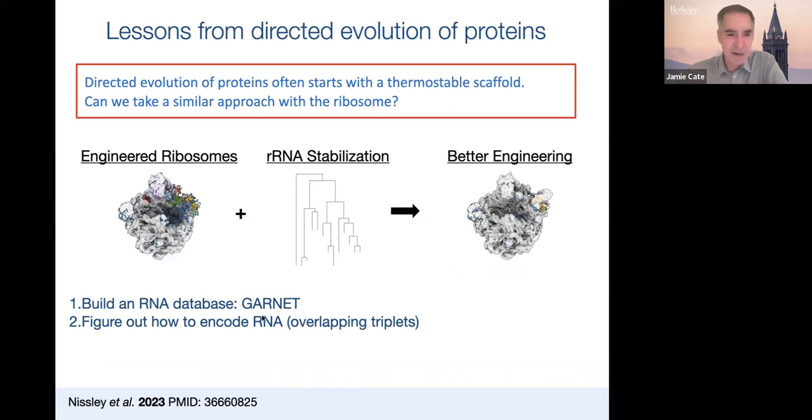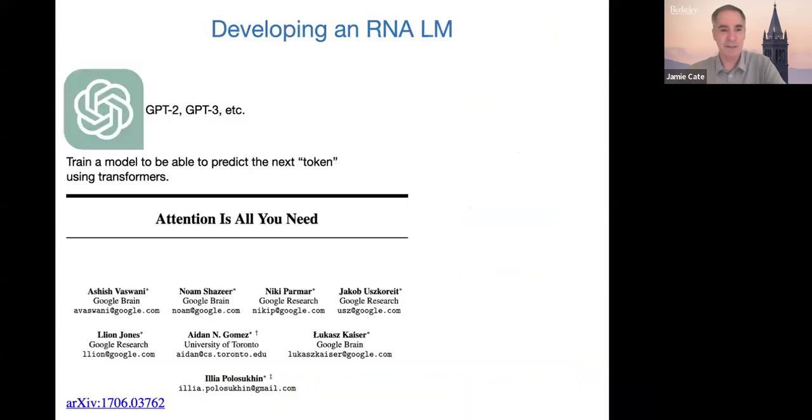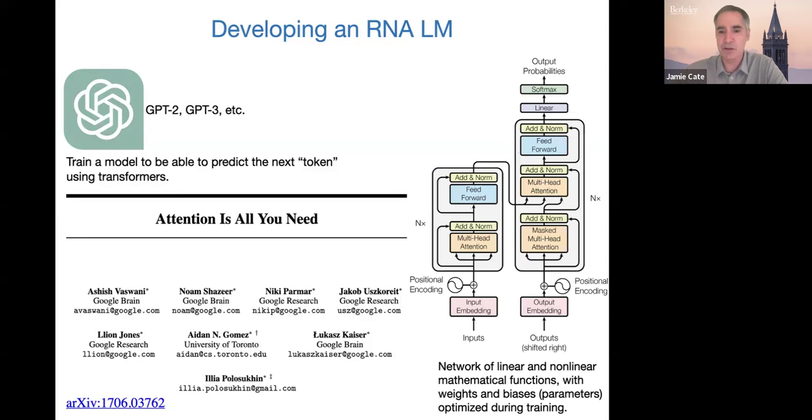So we figured out how to encode the RNA. It's really RNA biophysics. But then to develop an RNA language model, you of course come back to papers like this and train a model to predict the next token using transformers. This is the "Attention Is All You Need" paper, which is of course very famous. But this code is not written in Fortran. And yeah, I could do a few things in Python, but not very well.